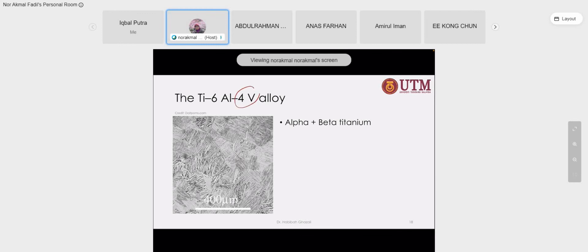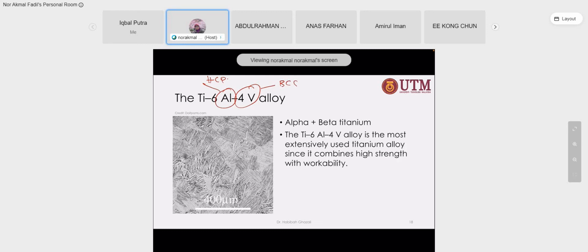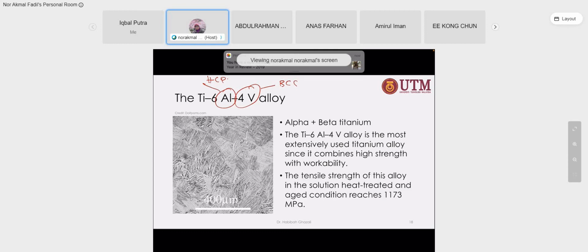But remember, vanadium is to stabilize the BCC structure and aluminum to stabilize the HCP structure. So it combines these two microstructures. Okay, this alloy is the most extensively used titanium alloy since it combines high strength with workability. So this is the most famous right now. Okay, the tensile strength of this alloy in the solution heat treated and aged condition can reach 1173. Okay, how much it improves from the pure metal.